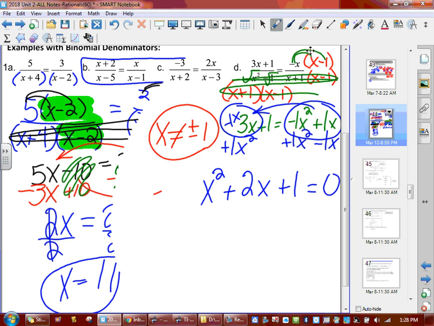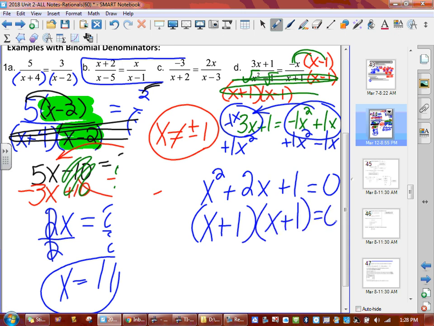This is another one where we straight up diamond factor it. What multiplies to give us a 1? 1 and 1. Does 1 and 1 give us a 2 when we add them? Yes. So that means our brackets are x plus 1 and x plus 1 equals 0. You might also see it written like this, x plus 1 squared equals 0. They mean the same thing.